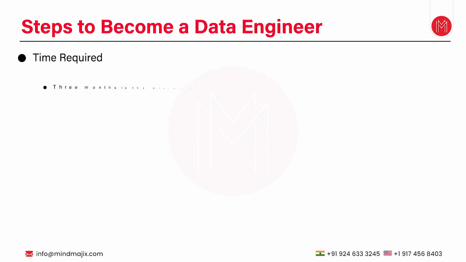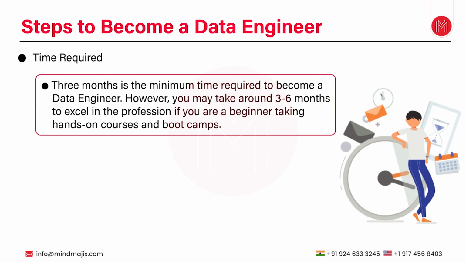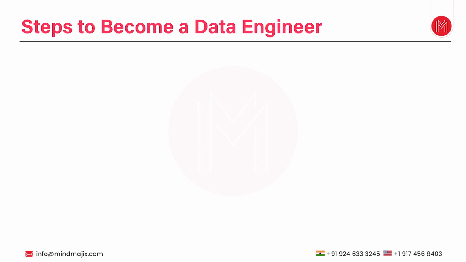And next important step. Many of you might have a question. How much time should I dedicate to become a data engineer? So the answer is 3 months is the minimum time required to become a data engineer. However, you may have to take around 3 to 6 months to excel in the profession if you're a beginner taking hands-on courses or boot camps.